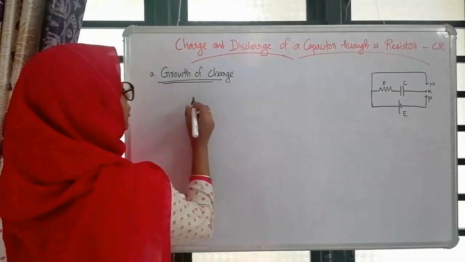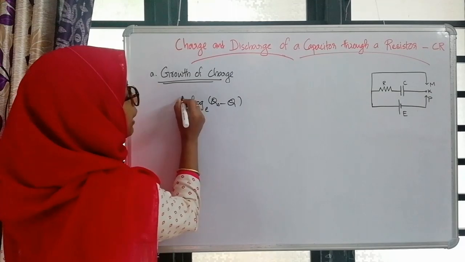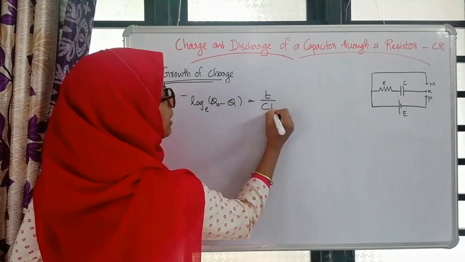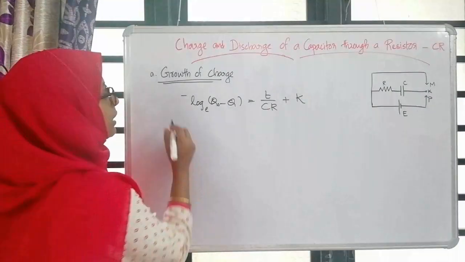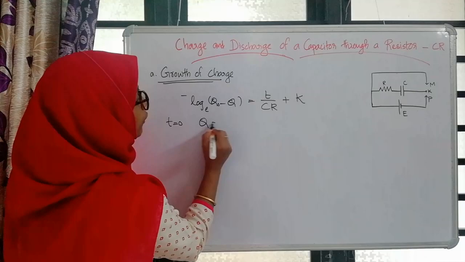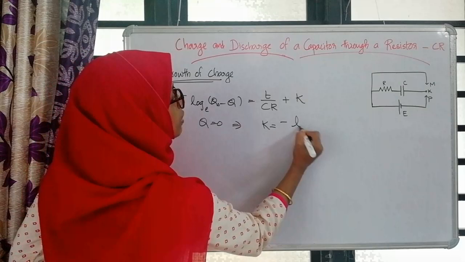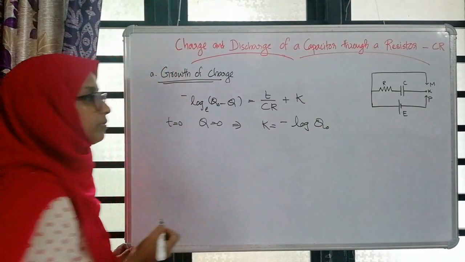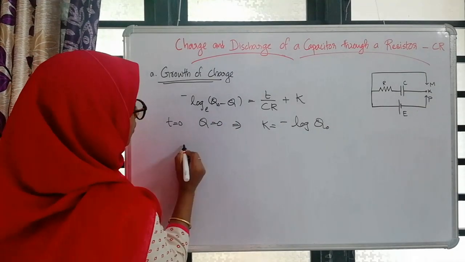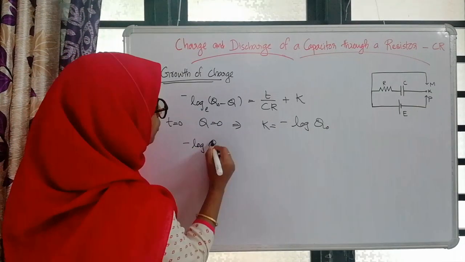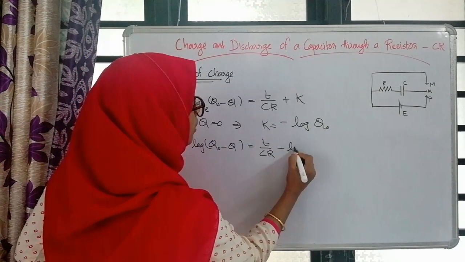While integrating that equation, we get minus log Q0 minus Q to the base e is equal to t by CR plus an integration constant K. To find the integration constant, at t is equal to 0, Q also will be equal to 0, which implies that K is equal to minus log Q0. Then, substituting here, we can write it as minus log Q0 minus Q is equal to t by CR minus log Q0.